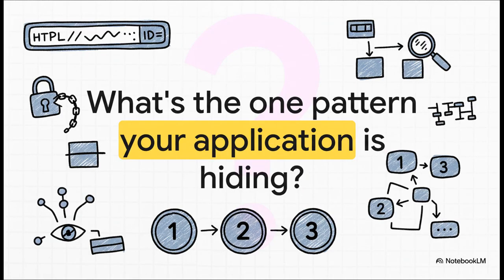As you go back to your work, think about the patterns we just discussed. Does your application rely on IDs in the URL? Does it have one of those preview features? Does it have a critical multi-step process? What's the one pattern that, deep down, you suspect might be hiding in your code right now? Go find it.